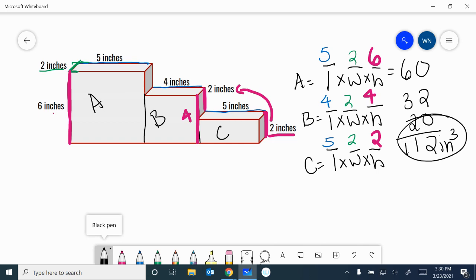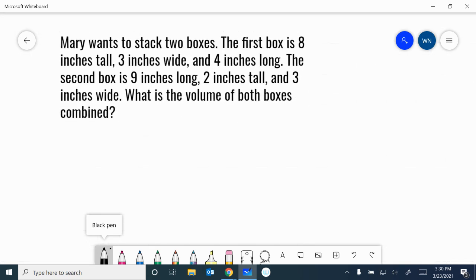Let's go ahead and do one word problem. Mary wants to stack 2 boxes. The first box is 8 inches tall, 3 inches wide, and 4 inches long. The second box is 9 inches long, 2 inches tall, and 3 inches wide. What is the volume of both boxes combined? So what you need to do for this one is go ahead and write first box and do length times width times height. And then second box and do length times width times height. This one sounds pretty easy. I bet you can solve it on your own. So go ahead and try and put your answer in the blank.